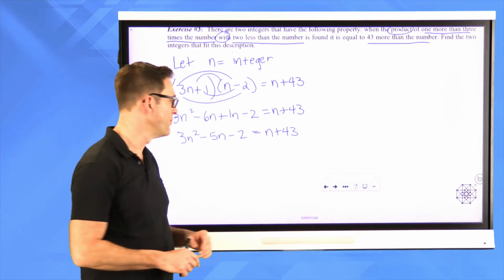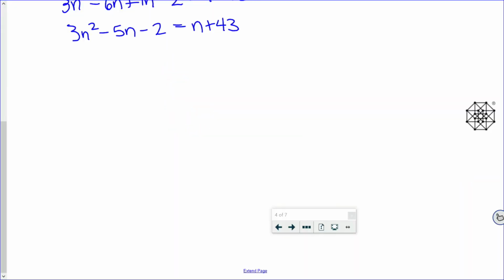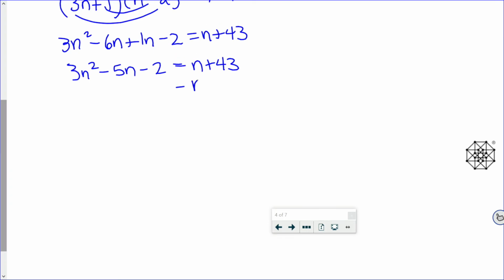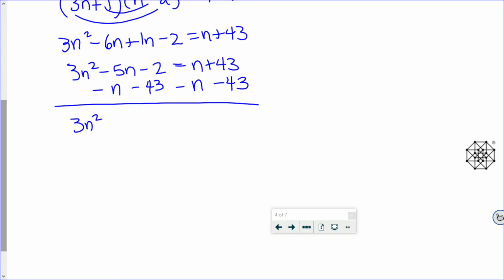All right, here we go. Extend my page a little bit, give myself a little more room. I want to get everything equal to 0, so I'm going to subtract an n and a 43 from both sides. Nothing combines with that 3n squared. Negative 5n and negative 1n is negative 6n. Negative 2 and negative 43 is negative 45. That's equal to 0. Notice that the 3, the 6, and the 45 are all divisible by 3.